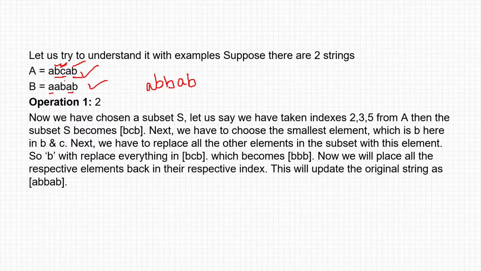So how many conversions do you have to make? You have to make this, this, and this. So these are the possible two conversions that you have to take. Now we will place all the elements back into their respective index. Whatever conversion we have done, we will place them back into the positions that they originally were in. So the updated string will become ABB.